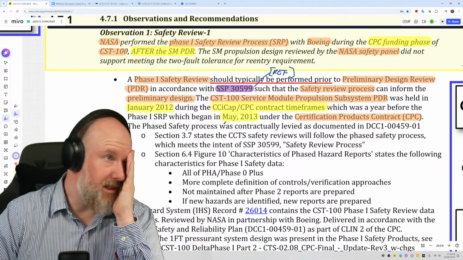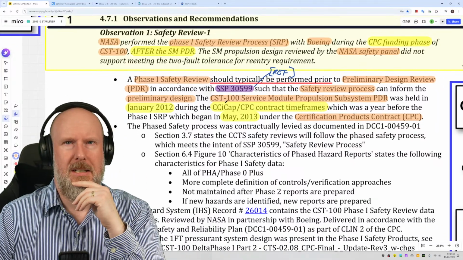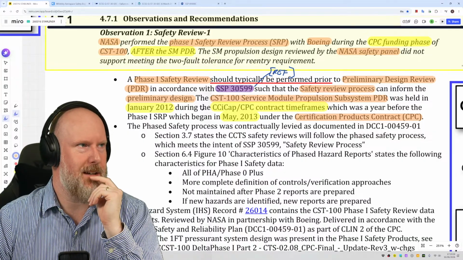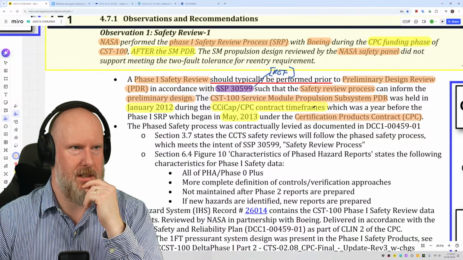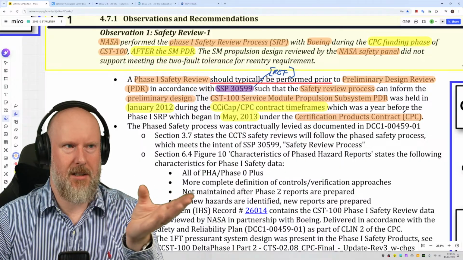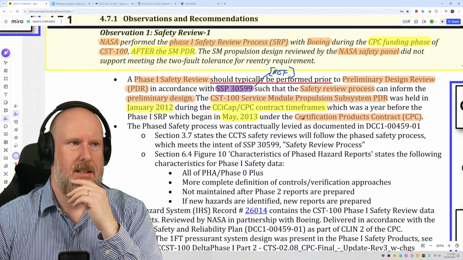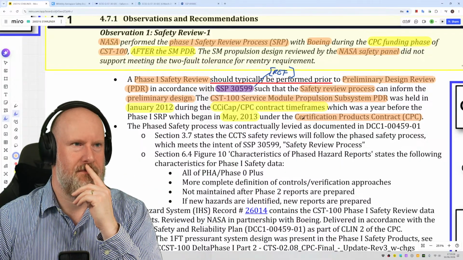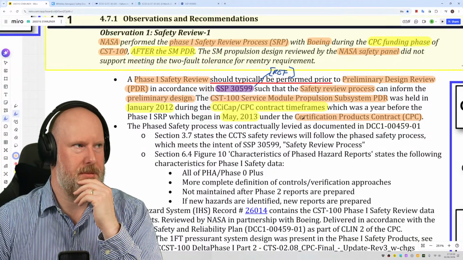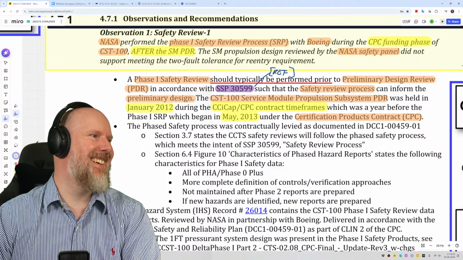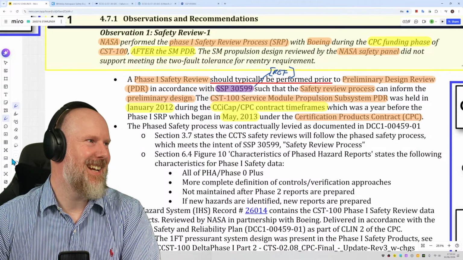Right, hang on, I need to read that again. I'm drilling in too deep. So the CST PDR was held in January 2012 during the contract timeframes. So this is when they were getting the contracts ready to be signed, which was a year before the Phase 1. Right, I just understand now what it's saying.